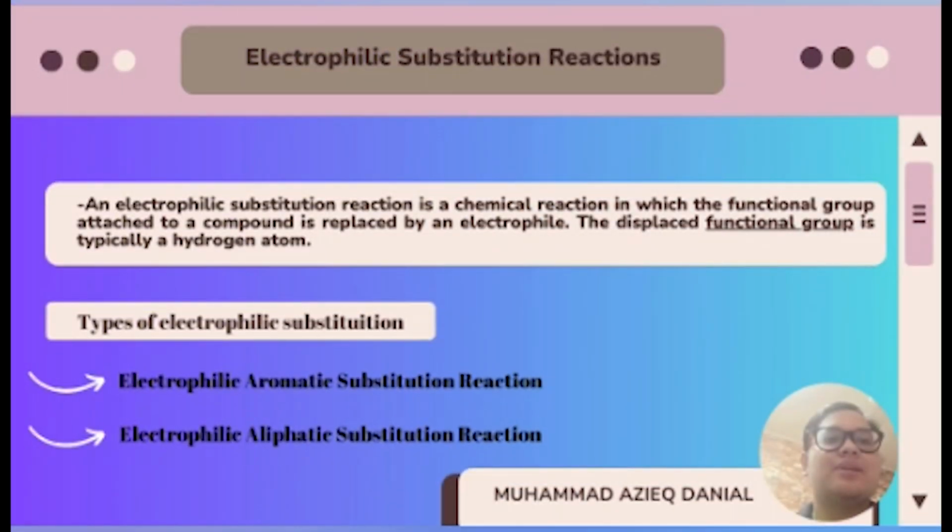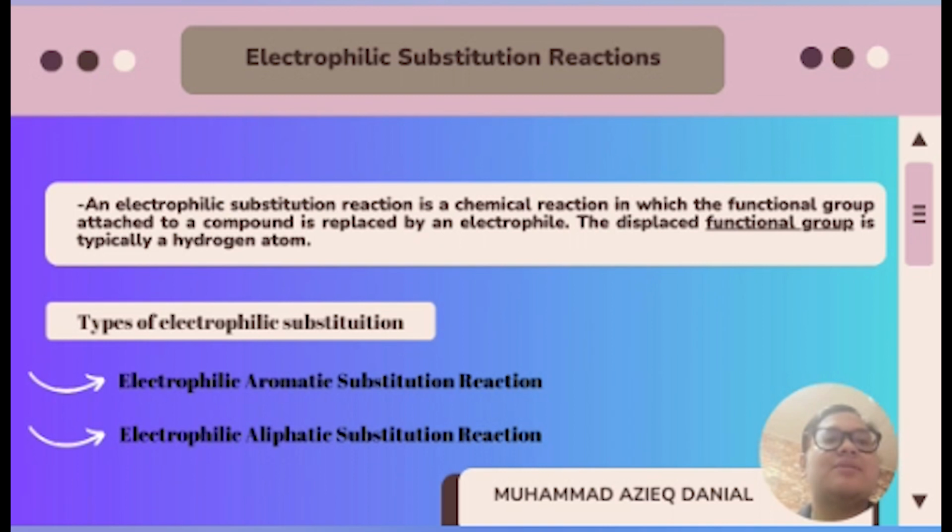Assalamualaikum warahmatullahi wabarakatuh. My name is Muhammad Haziq bin Saifullah and my matric number is 2219533. I will be presenting about electrophilic substitution reaction. An electrophilic substitution reaction is a chemical reaction in which the functional group attached to a compound is replaced by an electrophile. The displaced functional group is typically a hydrogen atom.